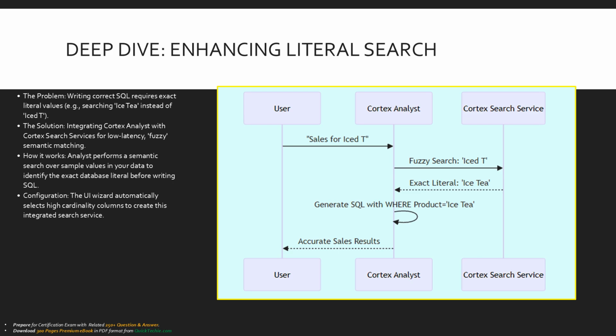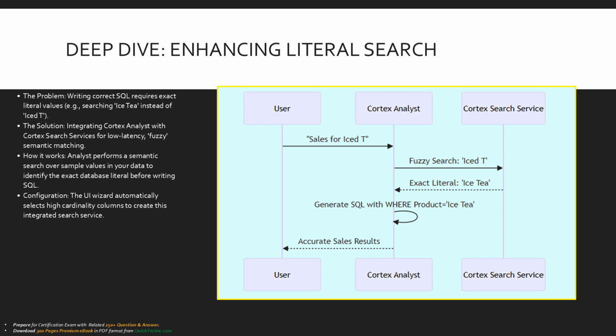For example, if a user types "show me sales for iced tea," but the database actually stores the product name as "Iced Tea," a standard SQL generation will fail to find any records. To solve this, you can integrate Cortex Analyst with Cortex Search services.